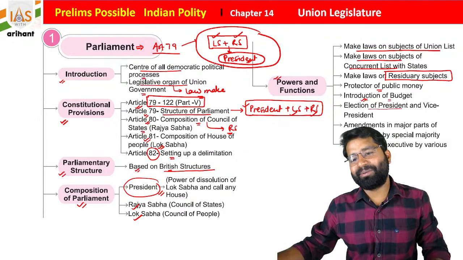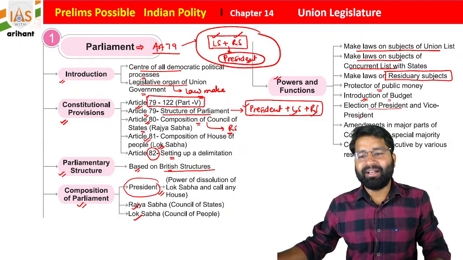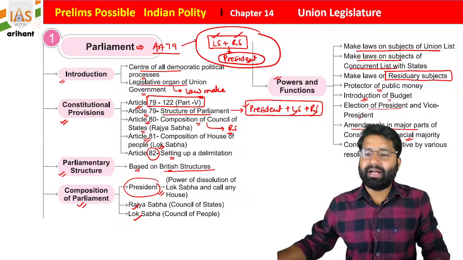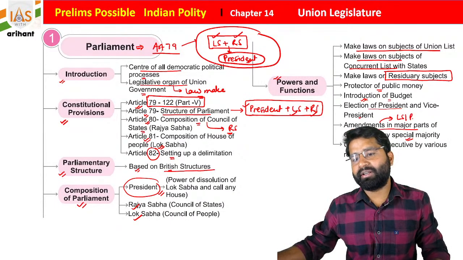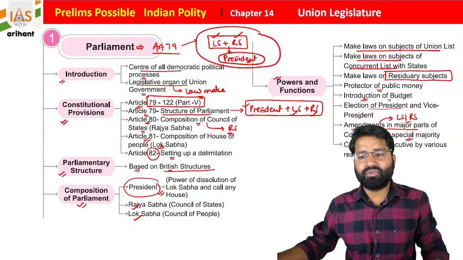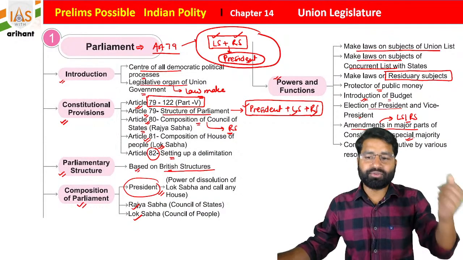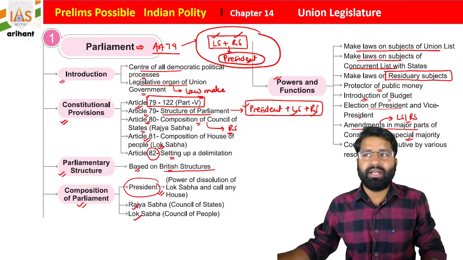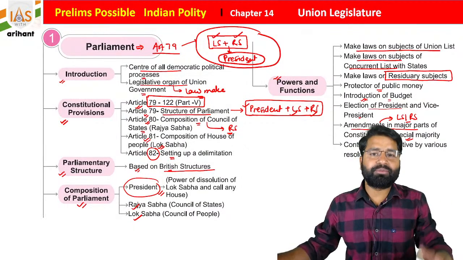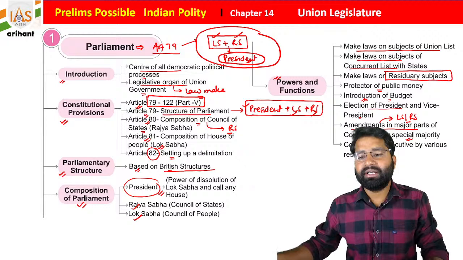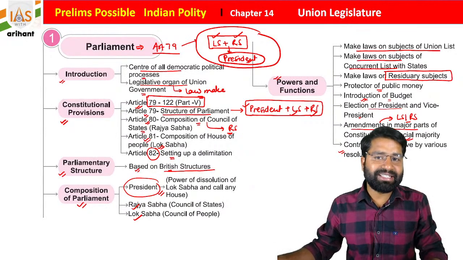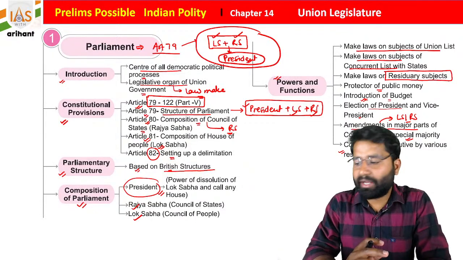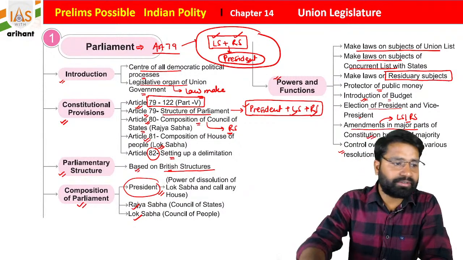Election of the president and vice president. And see, amendment in major parts of the constitution by special majority, and students, an amendment can start from Lok Sabha or Rajya Sabha, from any place. Control over the executive by various resolutions. Let's suppose, students, the election commission, Supreme Court judges, High Court judges, and if they are not following their duties, in that case the removal process of these bodies or offices can only start from the parliament. This is also very important to understand. I hope you all are getting it. So just take this data from an examination point of view.